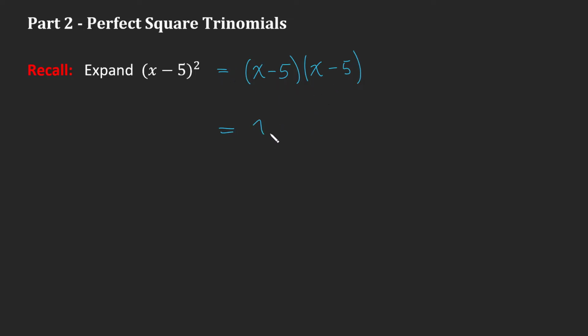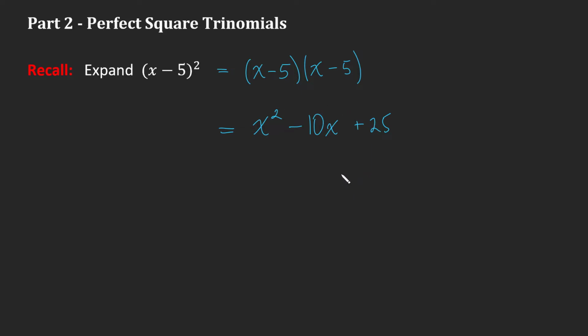But the pattern is to square the first, multiply the two terms and double it. So negative 5 times x is negative 5x. Double that, negative 10x. Probably went a little bit fast there. And then negative 5 squared. We're going to square the last term. And the last term squared is 25. And if you'd FOILed it out and collected your like terms, you'd end up with this as a trinomial.